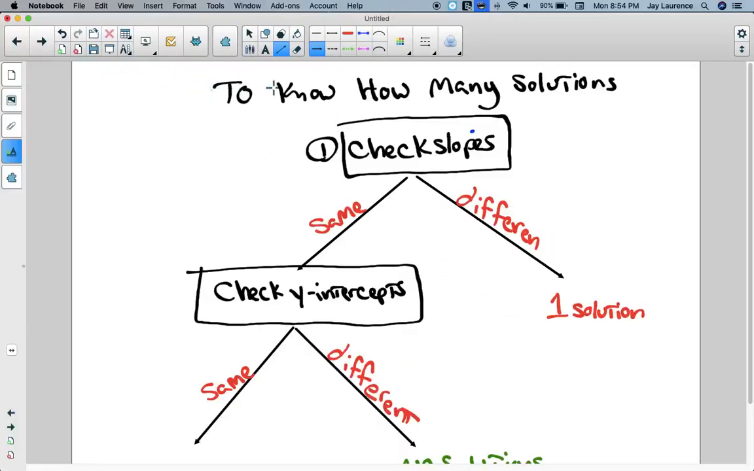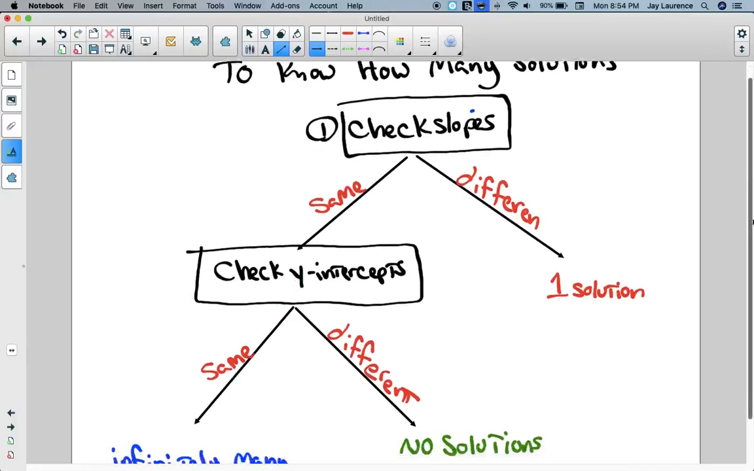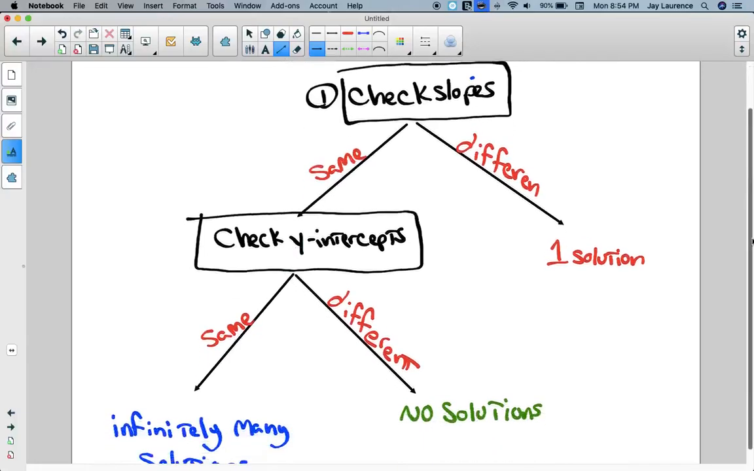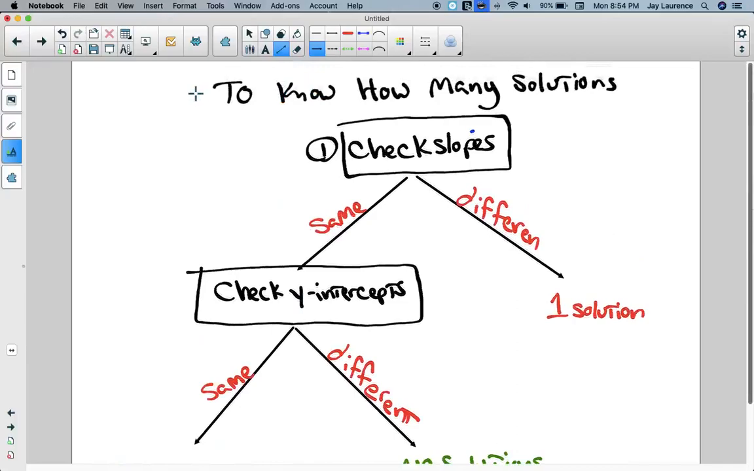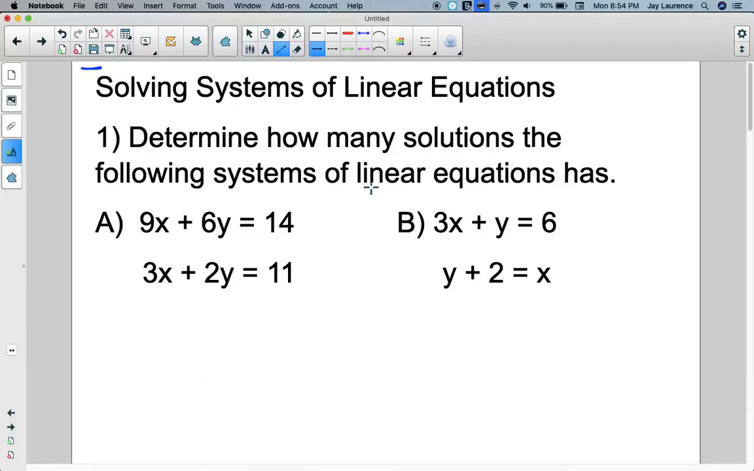So I'm going to use this flowchart to help me do problems A and B from part 1. First, I'll check the slopes. Different, one solution. Same, check the y-intercepts. Y-intercepts are the same, it'll be infinitely many solutions. If the y-intercepts are different, no solutions. Now, if you don't have this flowchart in your notes, I strongly suggest you get it in there and learn how to use it.